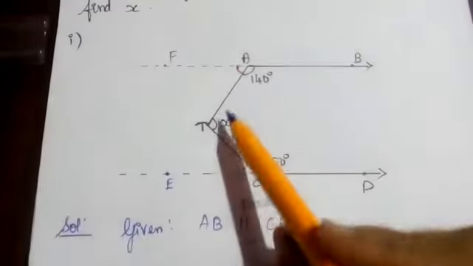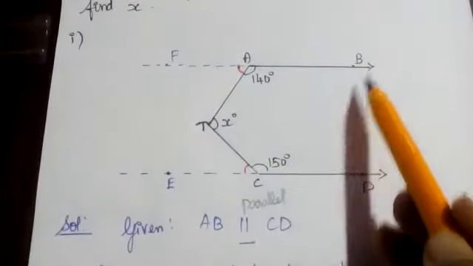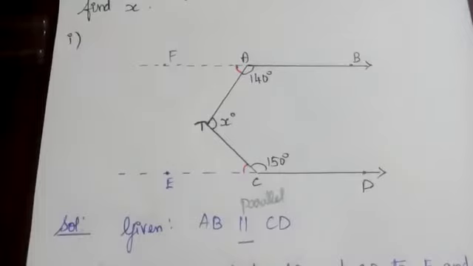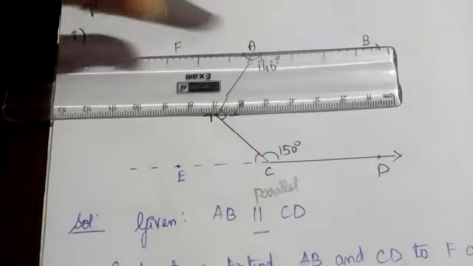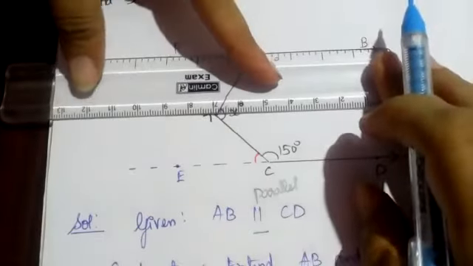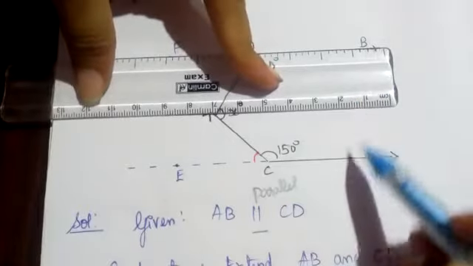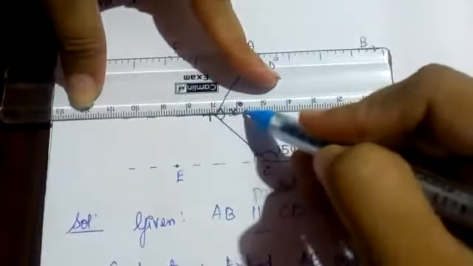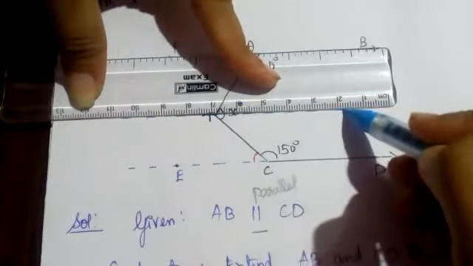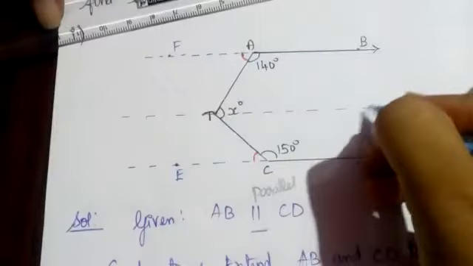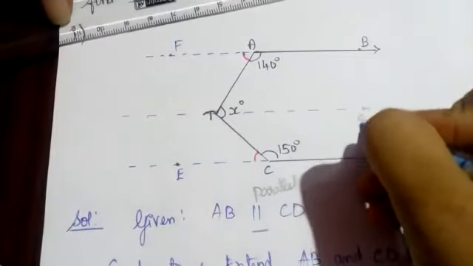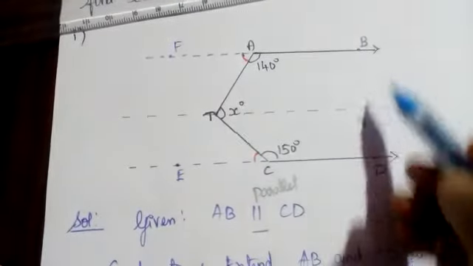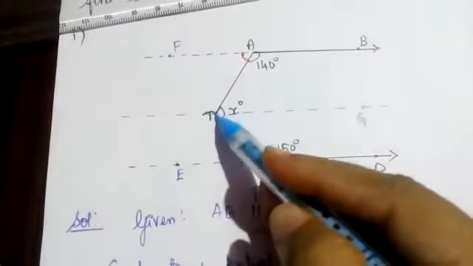Now we are going to do one more construction. We are going to construct a line TG parallel to AB and CD. Using a pencil and dotted lines, I have constructed a parallel line TG. Draw a line TG parallel to AB and CD passing through the point T. So I have written the construction.